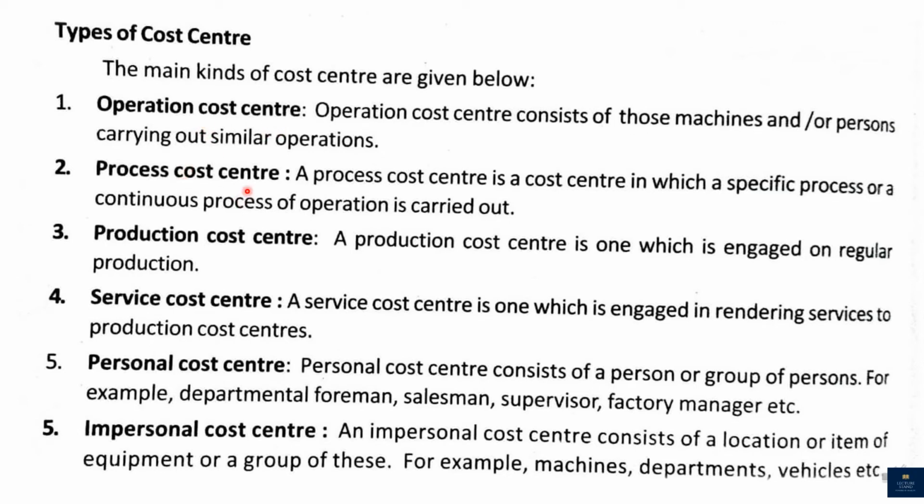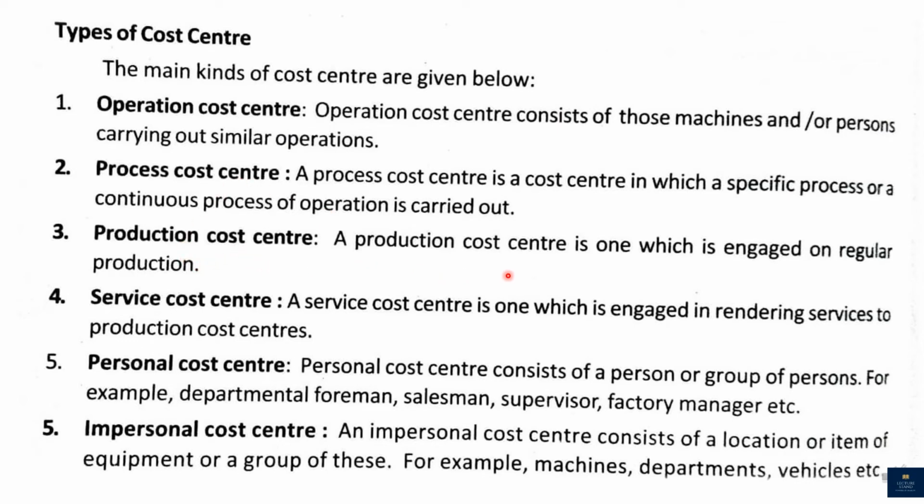Next, process cost center. A process cost center is a cost center in which a specific process or a continuous process of operation is carried out. For example, for producing a particular product, sometimes it may go through different processes. So each and every process is a cost center. Cost will be accumulated based on each process. That is a process cost center. Production cost center.